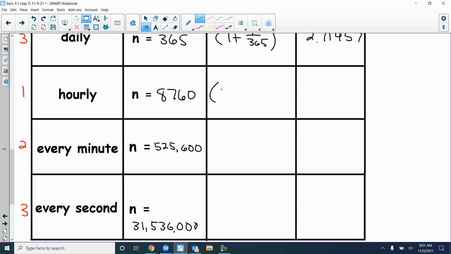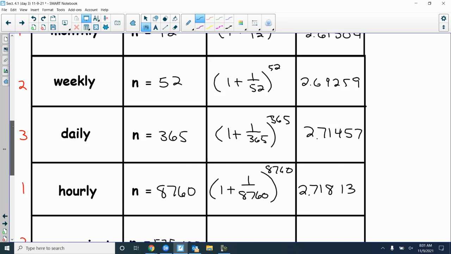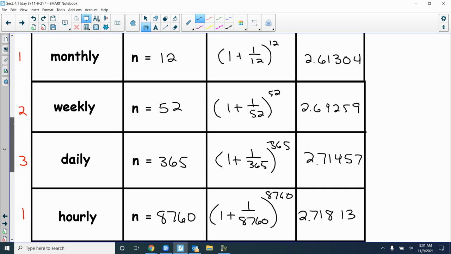Hourly, 1 plus 1 over 8,760 to the 8,760 power. Brian, what do we get for that? Josh, what did you get for that? Hourly, 2.71813. Yeah. All right, Brooklyn, we agree? Okay. So now, if you noticed, it's leveling off.